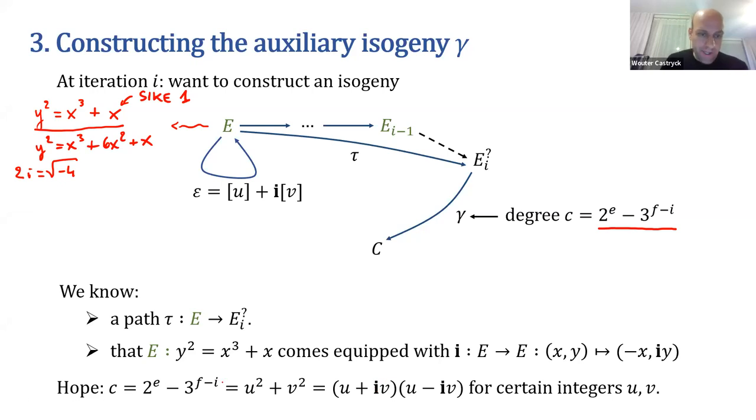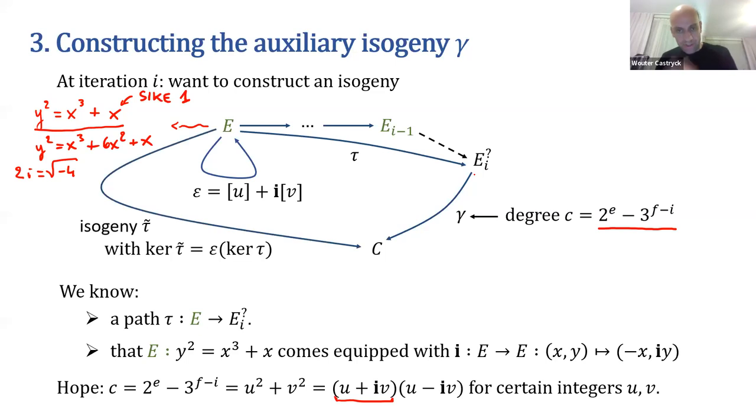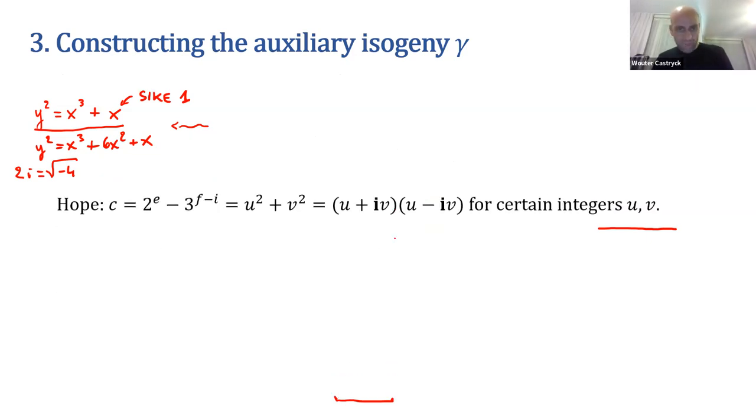Once we have written C as a sum of two squares, we can consider, for instance, this endomorphism. This is an endomorphism of E, right? So this is scalar multiplication by U plus this i composed with scalar multiplication by V. It's an endomorphism of E. And then using tau, we can push this forward to a degree C isogeny. So this is basically how you do it. That's just a technical thing, but this is very easy. So once you have your degree C isogeny here, you will also have it here.